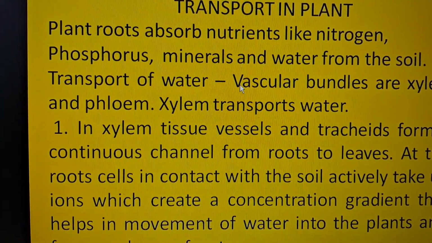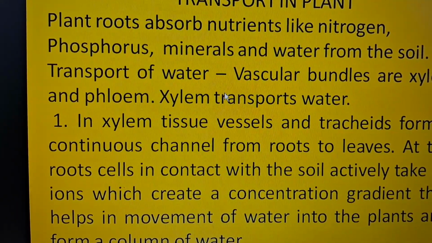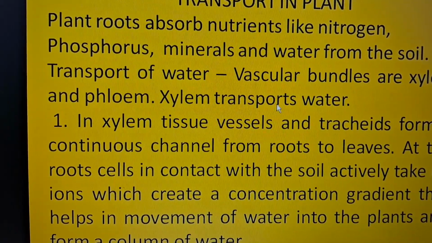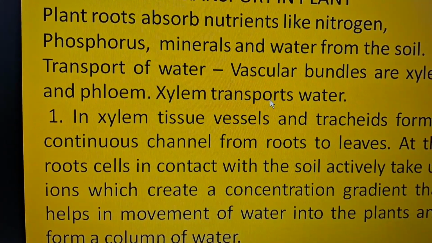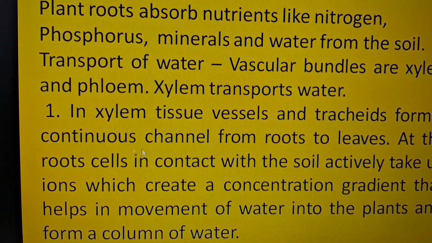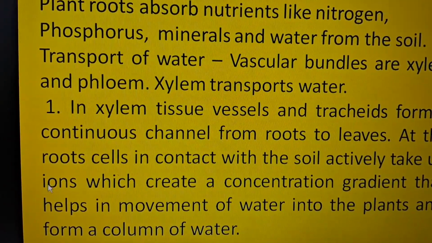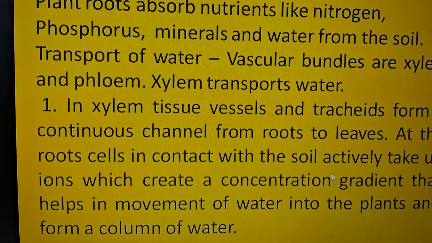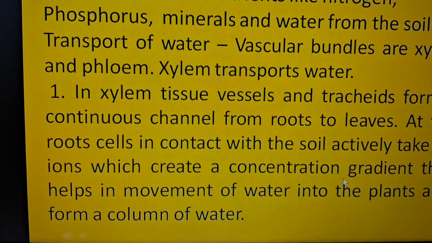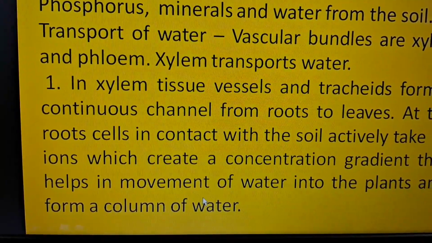It is mainly through the vascular bundles. Vascular bundles are xylem and phloem. Water is transported mainly through xylem. Let us see how the water gets transported through xylem. In xylem tissue, vessels and tracheids form a continuous channel from the roots to the leaves. The root cells, in contact with the soil, actively take up ions, which create a concentration gradient that helps in movement of water into the plant and form a column of water.